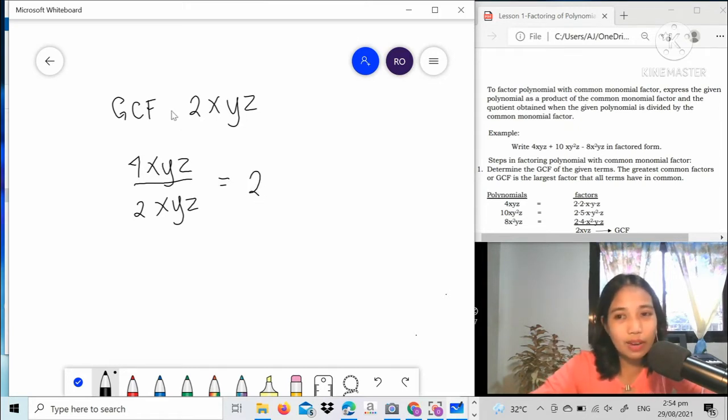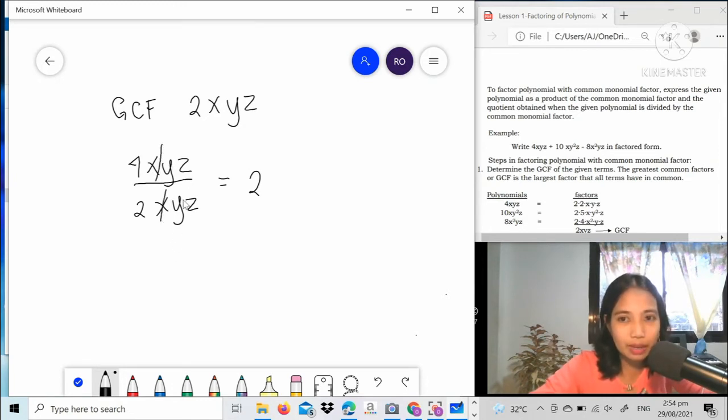Okay? When we divide the variables, we simply subtract the exponents. So, dito, ang x ay mayroong exponent na 1. Sa denominator, yung x meron ding exponent na 1. So, 1 minus 1 is equal to 0. So, therefore, wala nang matitirang x. So, hindi na natin dito isusulat ang x. So, para mas madali nating matandaan na wala nang matitirang x, we can cancel this out. Okay? Para hindi kayo malito.